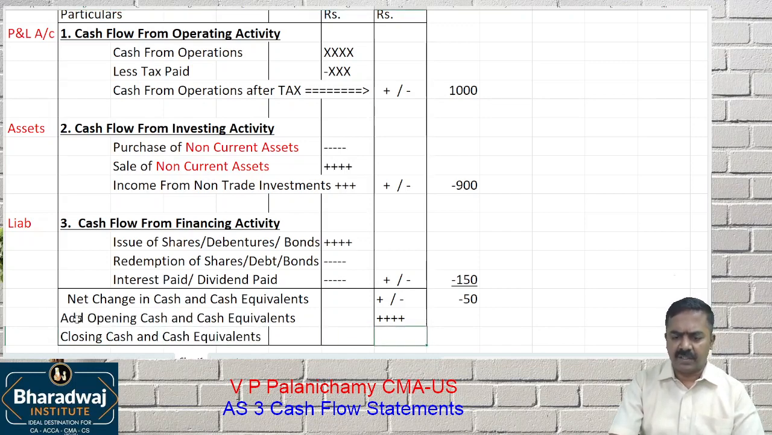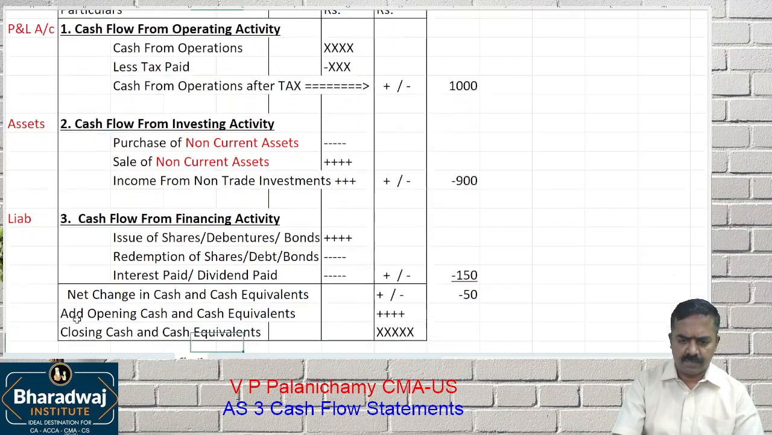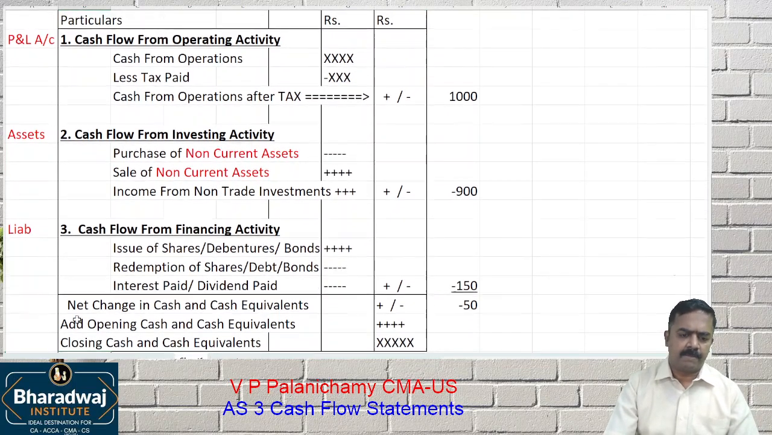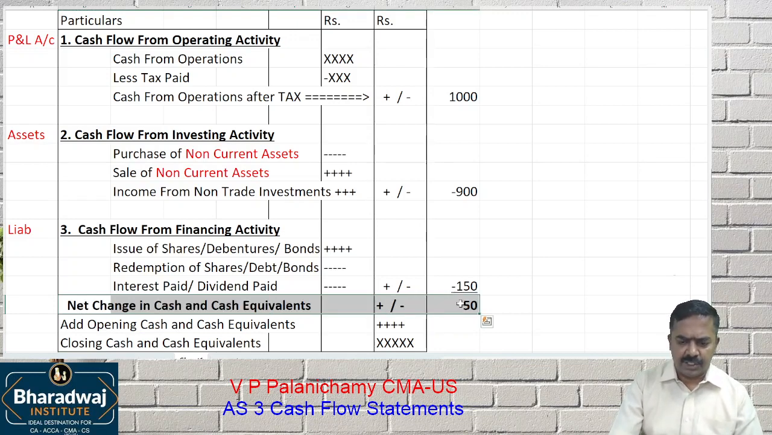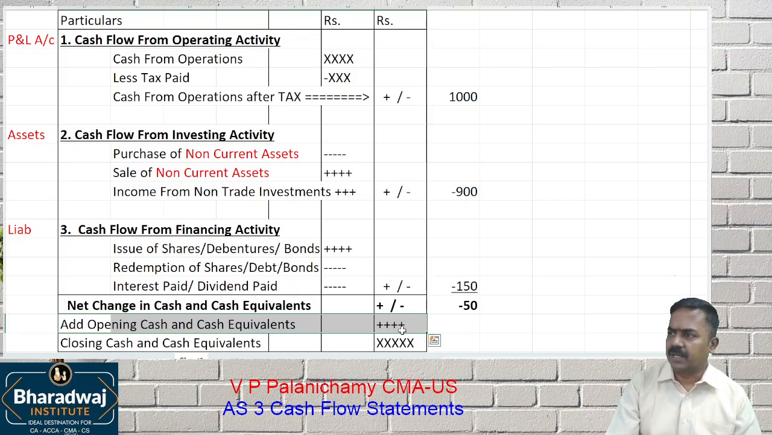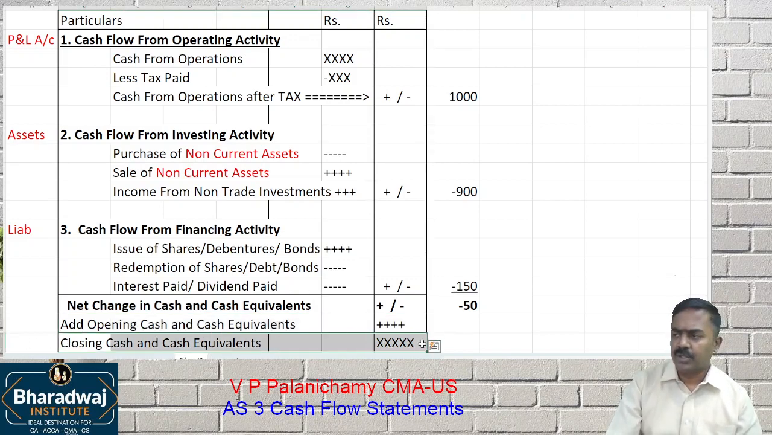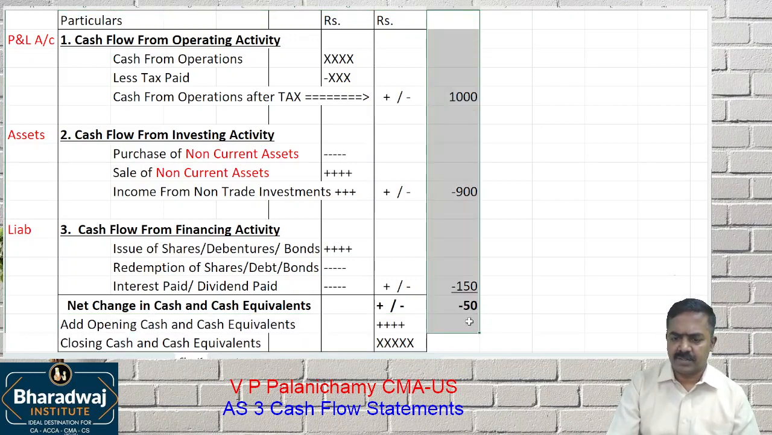That means at the end of the year. So the net change in cash and cash equivalents, if we add to it what the cash and bank balance was at the beginning of the year, you will get the closing cash and cash equivalents.